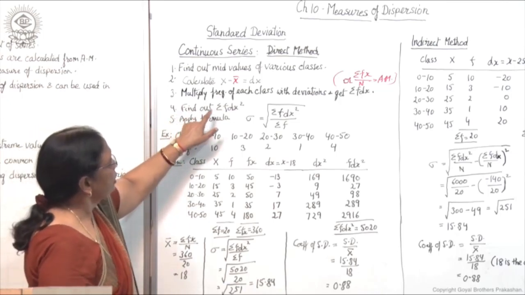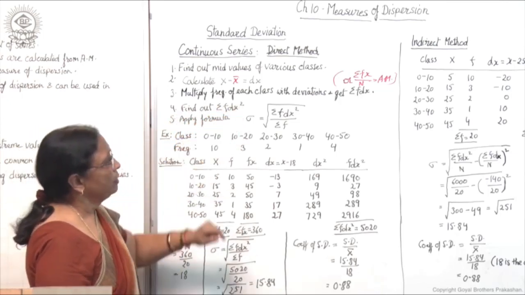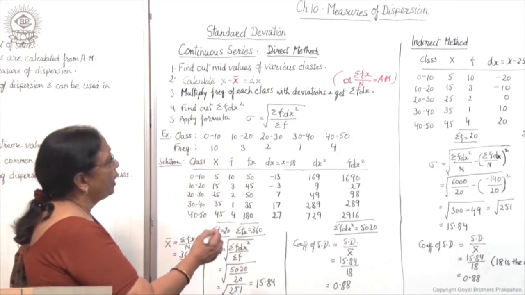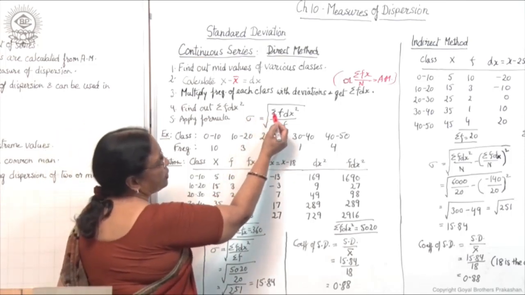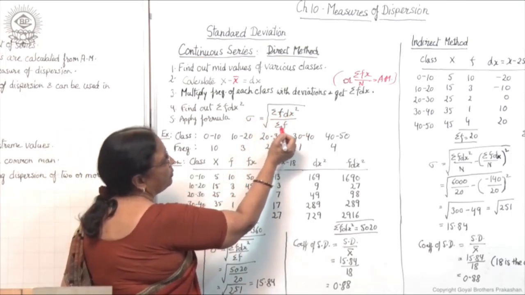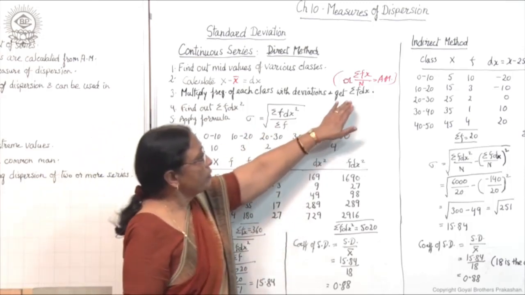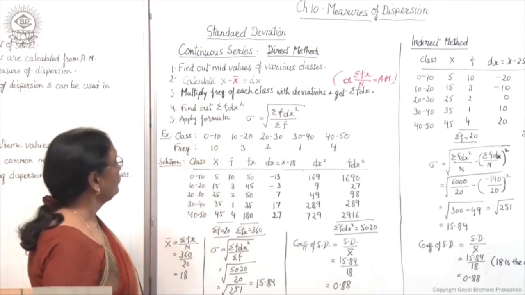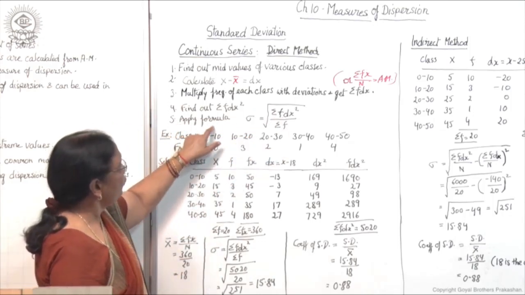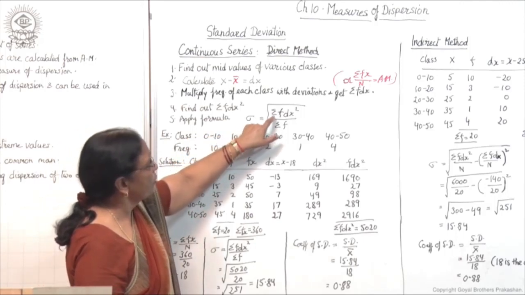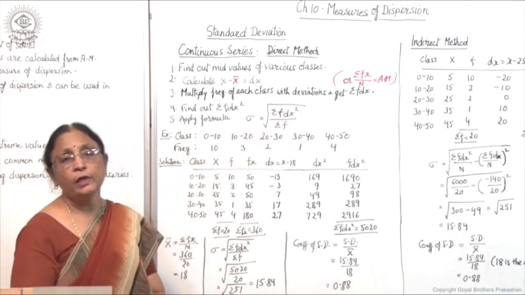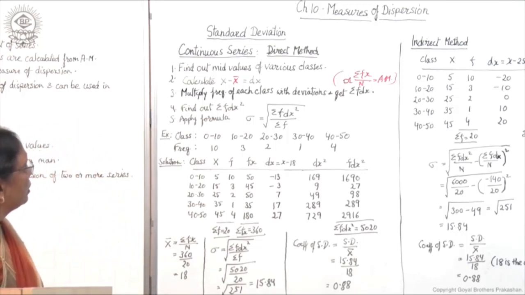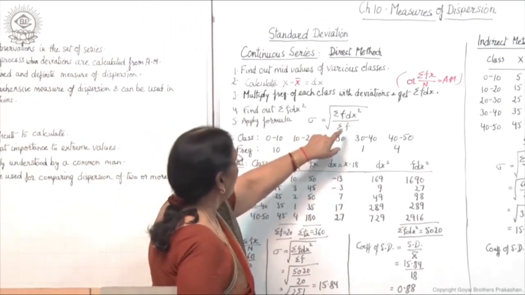Next step, find out sigma fdx square. You have to make the square of the dx column and multiply by f. Why? Because standard deviation is the square root of sigma fdx square upon sigma f. So when you have calculated fdx square, you can put the values here. Next is to apply the formula. Standard deviation is equal to the square root of sigma fdx square upon sigma f. So you have to put the values here.